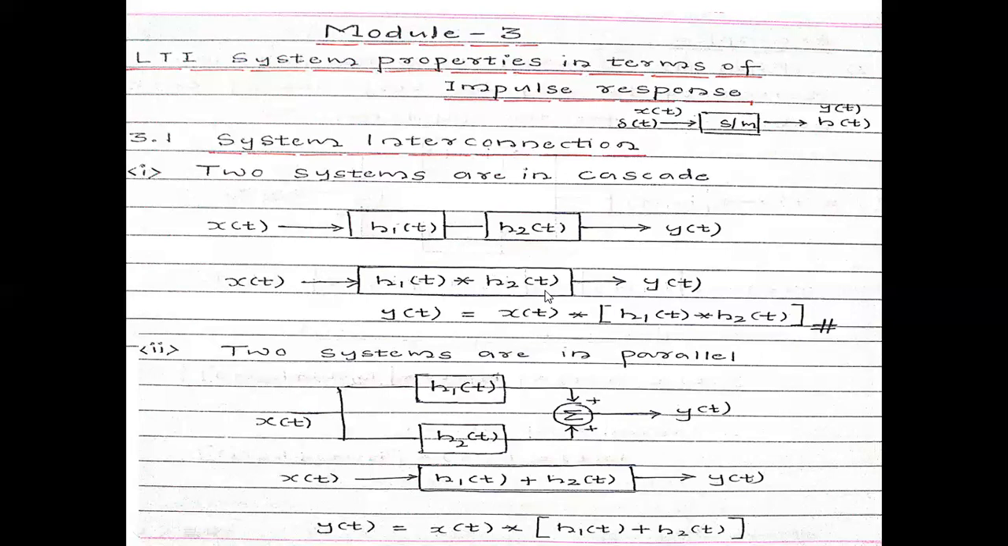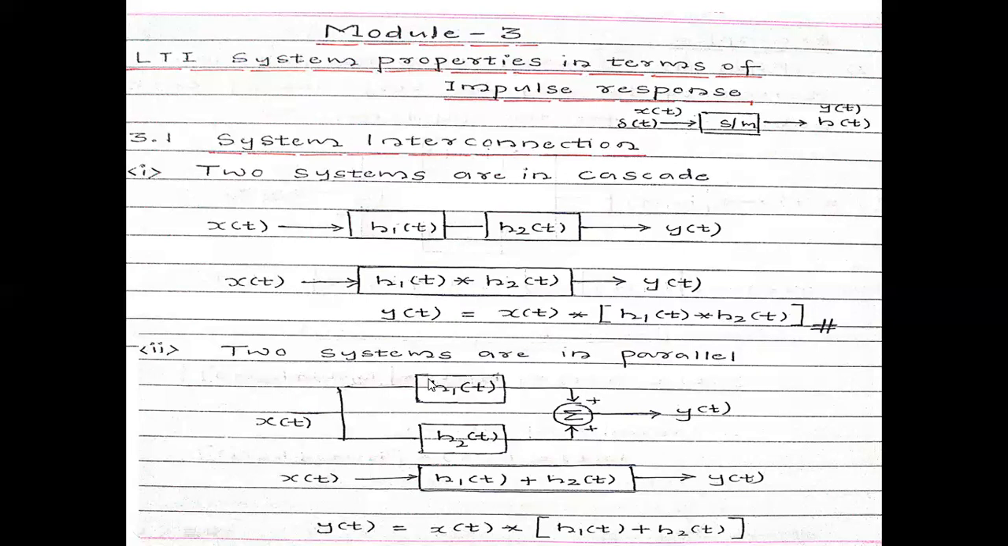And the relation between output and input of the system with the overall impulse response is given by y of t is equal to the input x of t convolution with the impulse response h of t. But h of t is the overall impulse response, which is given by h1 of t convolution with h2 of t. So therefore, the output y of t is equal to x of t convolution with h1 of t convolution with h2 of t. Right?